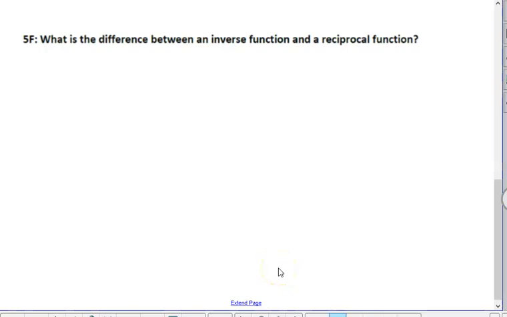What is the difference between an inverse function and a reciprocal function? I find that once we've learned both, students tend to mix them up. So I'm going to look at an example here.